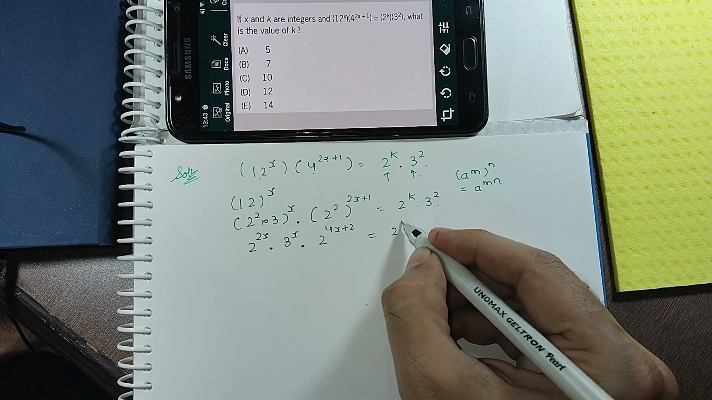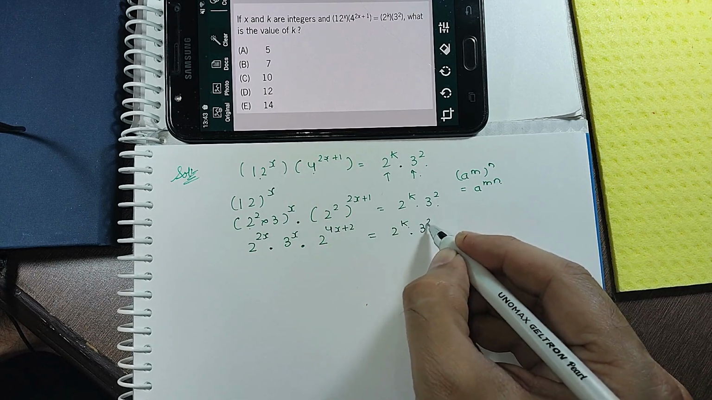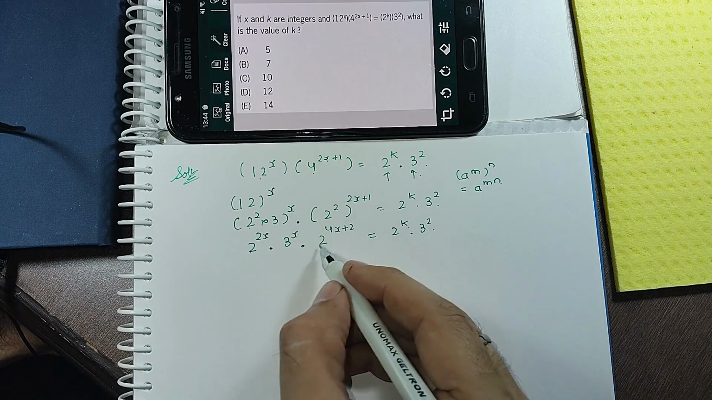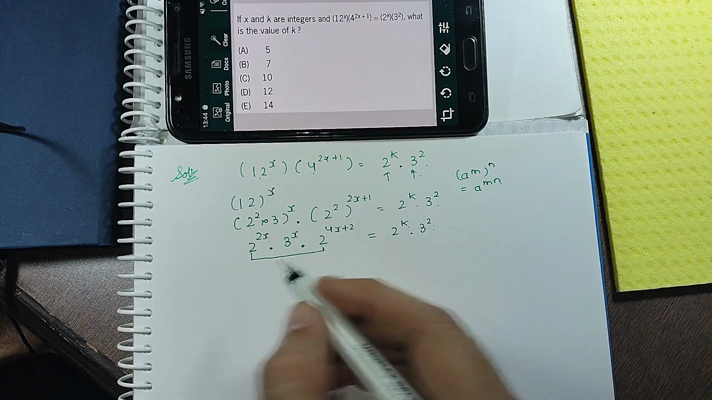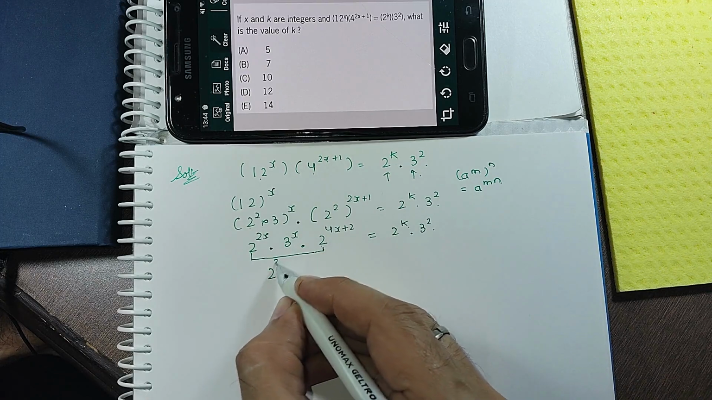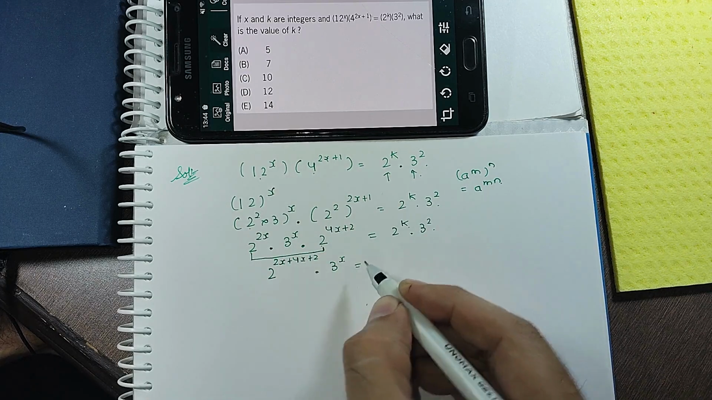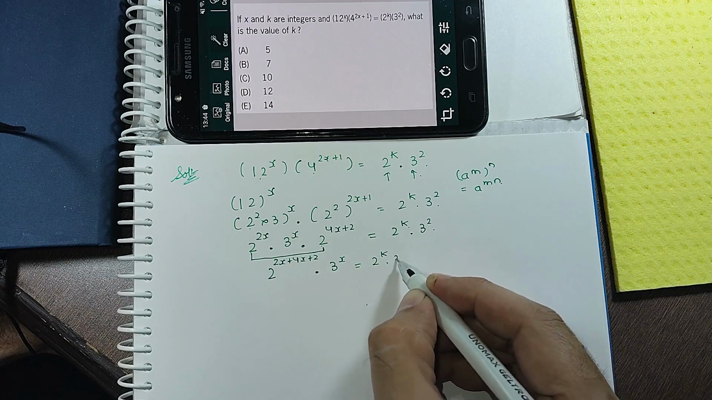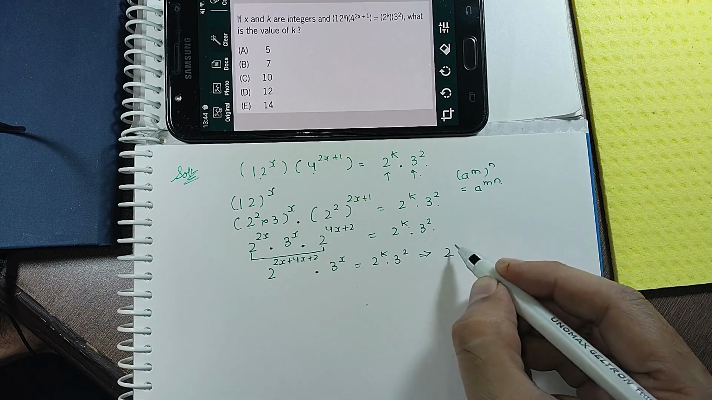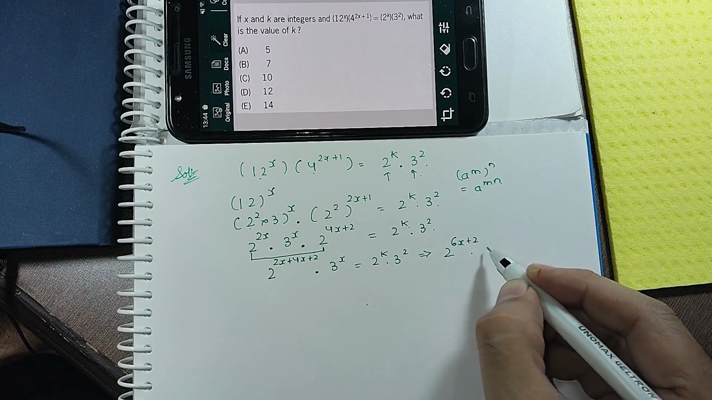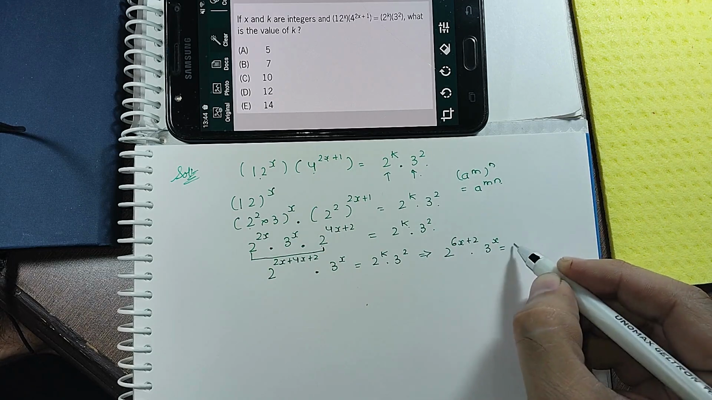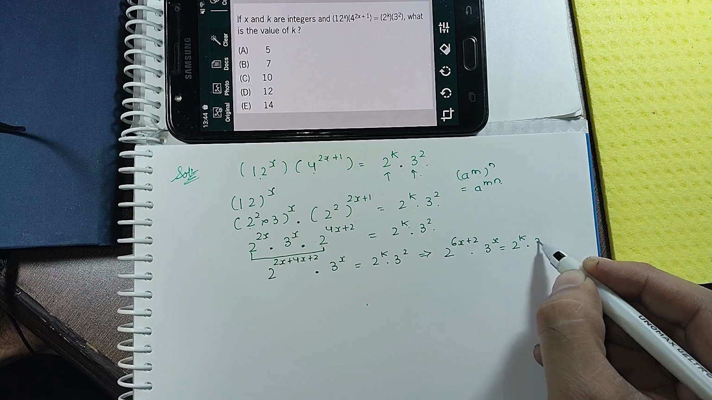Fine. On the right side it is 2 raised to power k, 3 raised to power 2. Now when bases are the same, powers get added. So this will be 2 raised to power 2x plus 4x plus 2, 3 raised to power x, equal to 2 raised to power k, 3 raised to power 2. So this implies 2 raised to power 6x plus 2, 3 raised to power x is equal to 2 raised to power k, 3 raised to power 2.